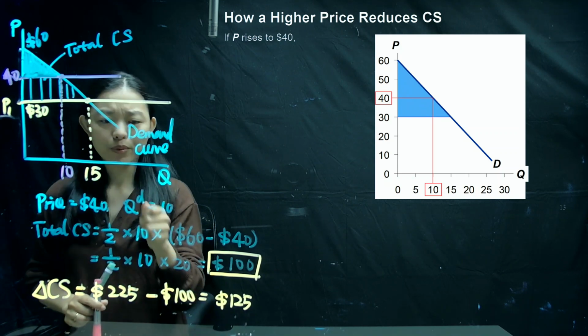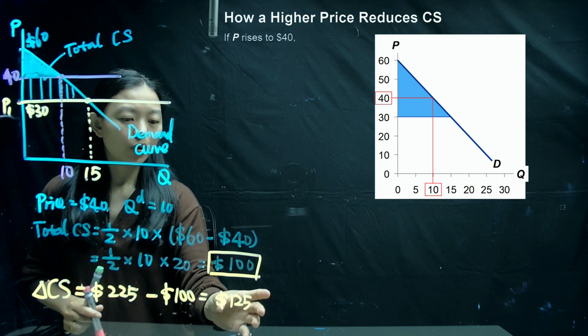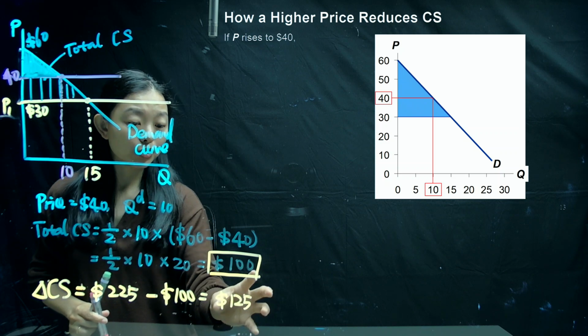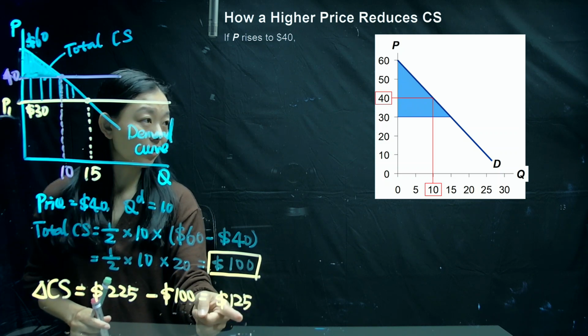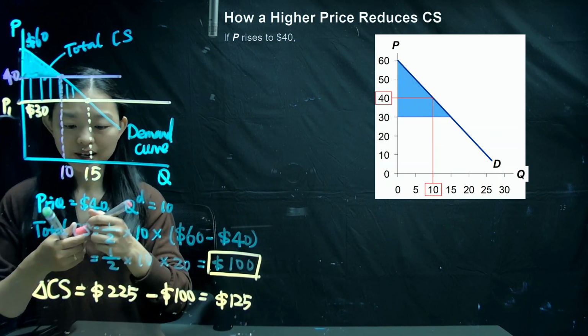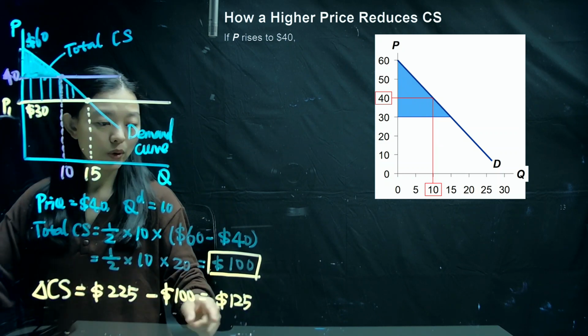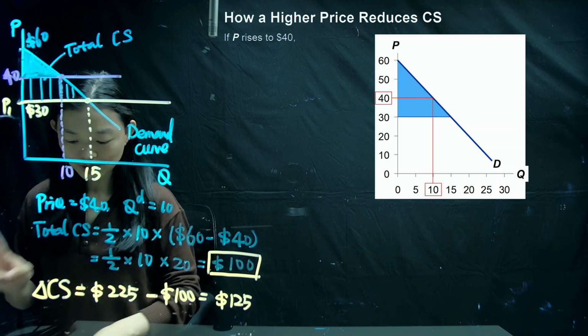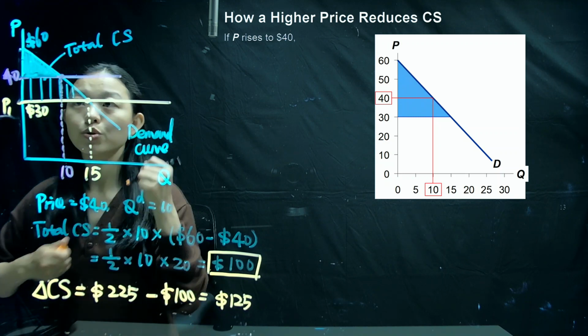My question here is, even though you know the consumer surplus changed by $125, you need to dig a little bit more into what the two reasons are that result in this change. We can divide this $125 in this graph into two parts. One part will be here.